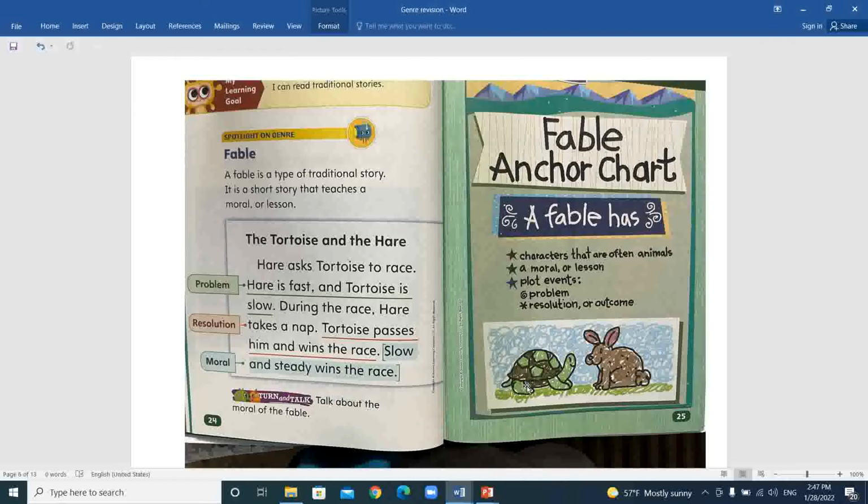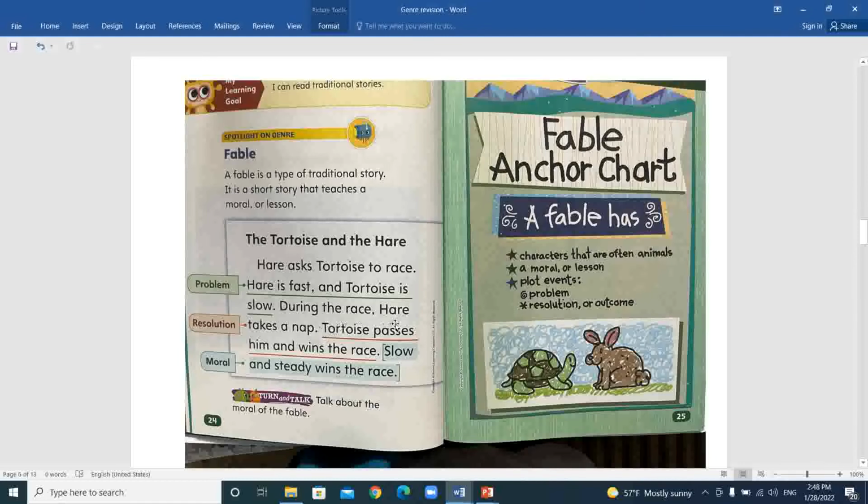Okay, so the hare started to run very quickly and he found the tortoise all the way in the back because he knows the tortoise is very slow. So he took a nap. So the hare is fast and the tortoise is slow. So this would be the problem in the story.